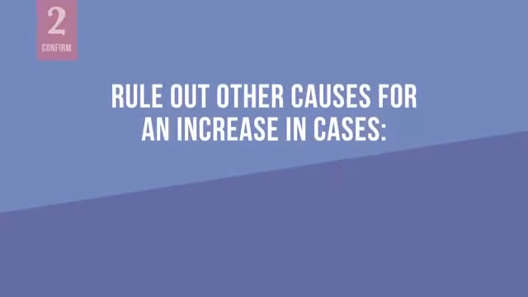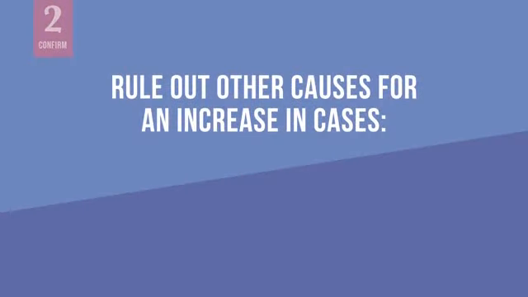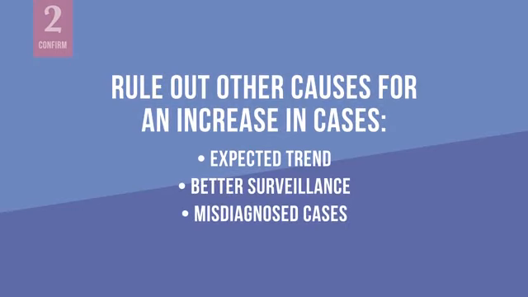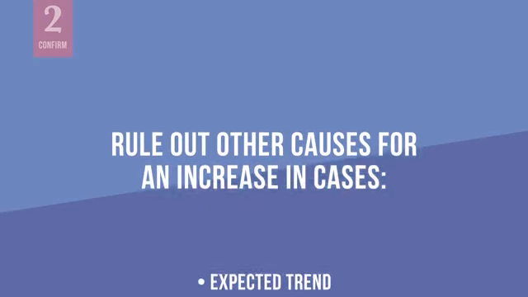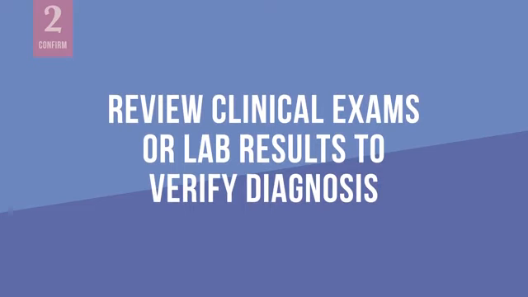Next, confirm the existence of an outbreak. It is critical to rule out other causes for the increase in cases, such as an expected trend, better surveillance, or misdiagnosed cases. Review any clinical exams or lab results to verify the diagnosis for suspected cases of the disease.